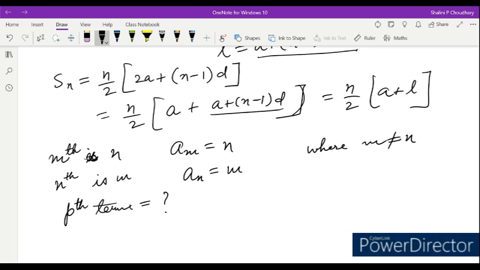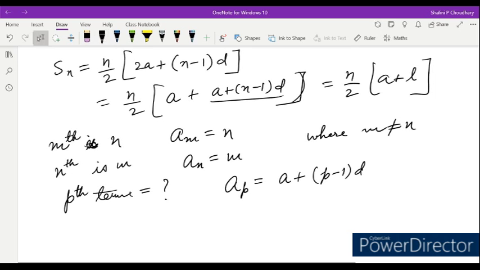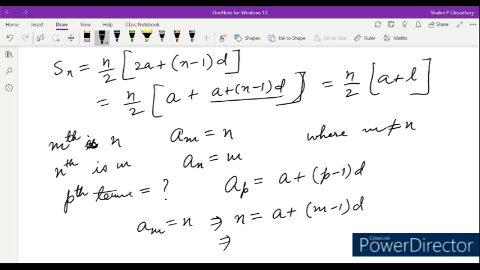Okay, so what will the value of Ap be? Ap will be equal to a plus p minus 1 d. Now, if we have am equal to n, it means n will be equal to a plus m minus 1 d. And this means a will be equal to n minus m minus 1 d, equation 1.